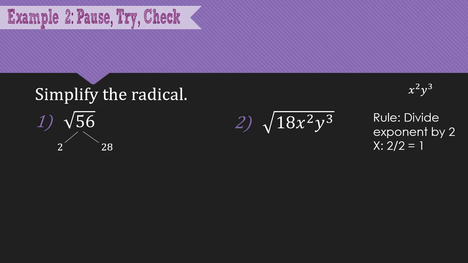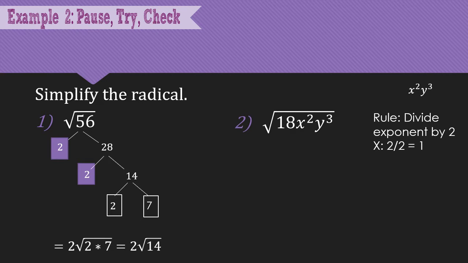2 is a prime number, it can't be broken down anymore, but 28 can be broken down further into 2 and 14. So from there, the 2, I see that that's a prime, I can't go any further, but 14 can keep going into 2 and 7. 2 and 7 are both prime numbers, so we're finished. I have one pair of 2's, and then I have one 2 that's alone and one 7 that's alone. So the pair of 2's gets to come out front. That's that 2 out front. I'm left with the 2 times 7 on the inside, which simplifies back to 14. So my final answer for this one is 2 square root 14.